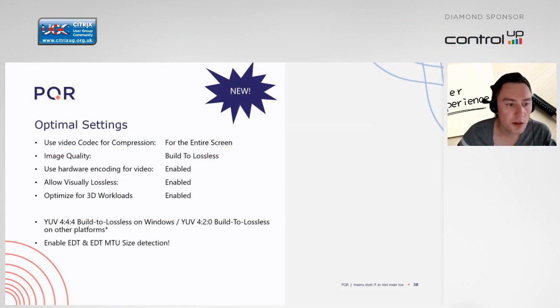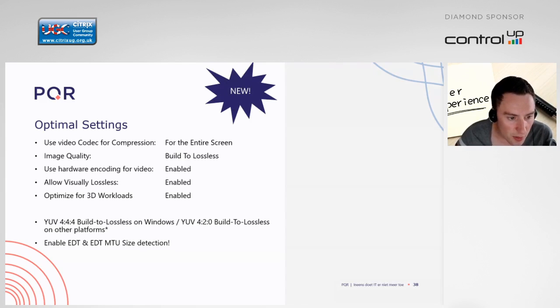So the optimal settings for this situation is to still use the video codec compression for the entire screen, but we set the image quality not to always lossless, but to build to lossless. And we still enable hardware encoding, and we still enable visually lossless. And we also enable Optimise for 3D workloads. That's needed to use H264 on the GPU for the entire screen in this situation.